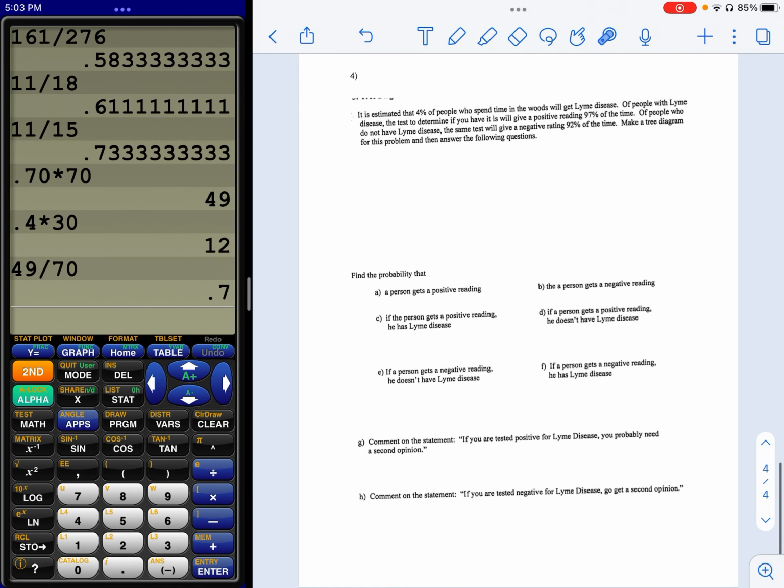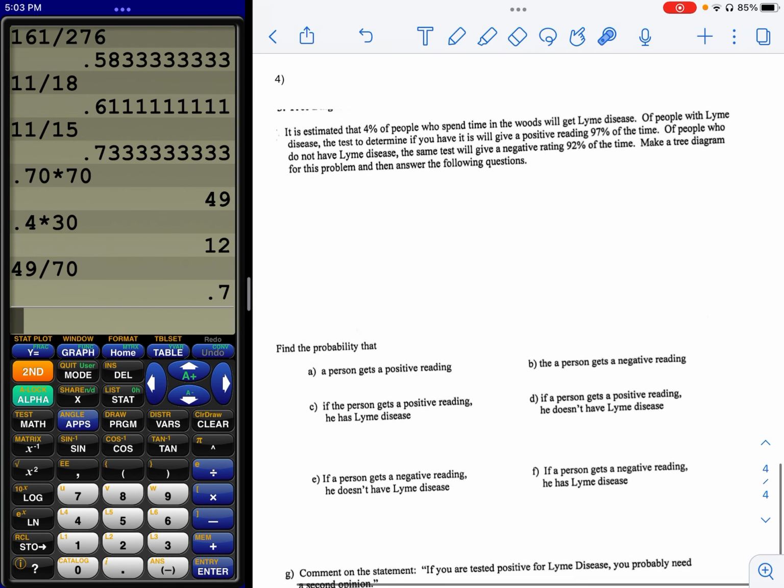Last one, tree diagram. It is estimated 4% of people who spend time in the woods will get Lyme's disease. Of the people with Lyme's disease, the test to determine if you have it will give a positive reading 97% of the time. Of the people who do not have it, the same test will give a negative reading 92% of the time. Make a tree diagram for this problem.